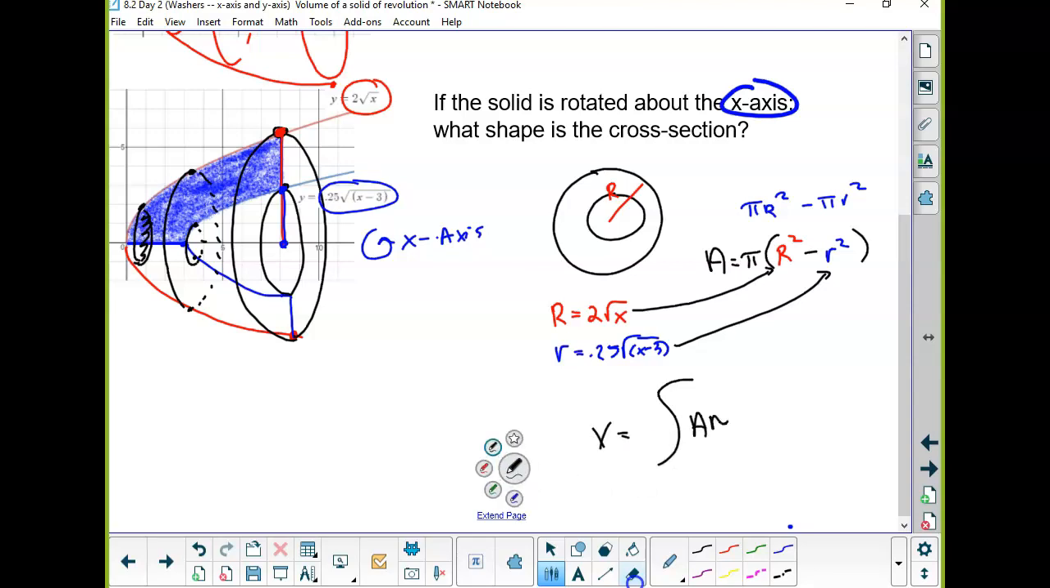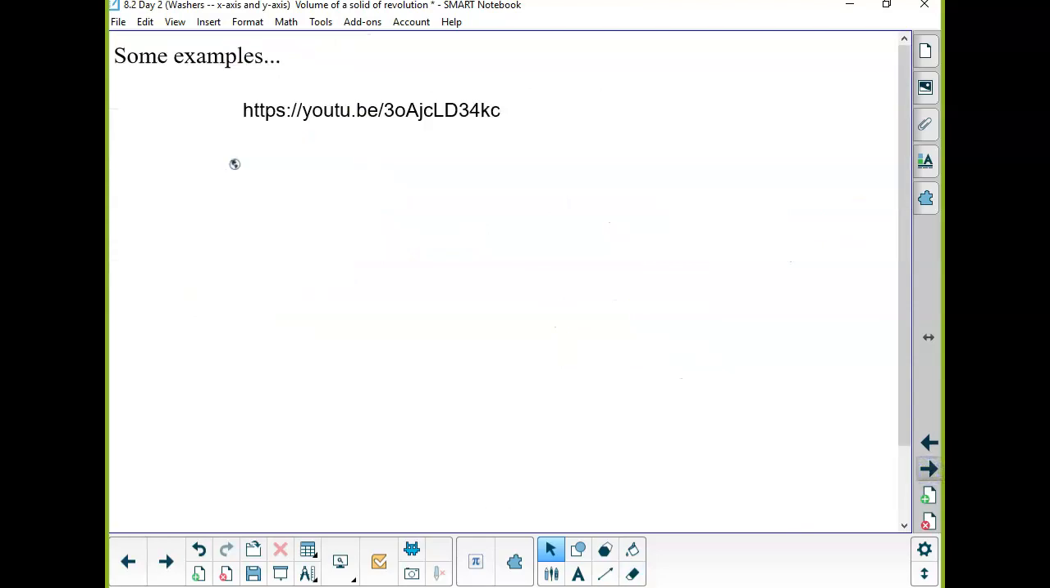And then what is volume? Volume is always the integral of the area of whatever shape we have. So the only new part today is this part right here, the washer, setting up that equation. And if you take that away from it, you're hopefully going to see the connections. This stuff isn't that bad.